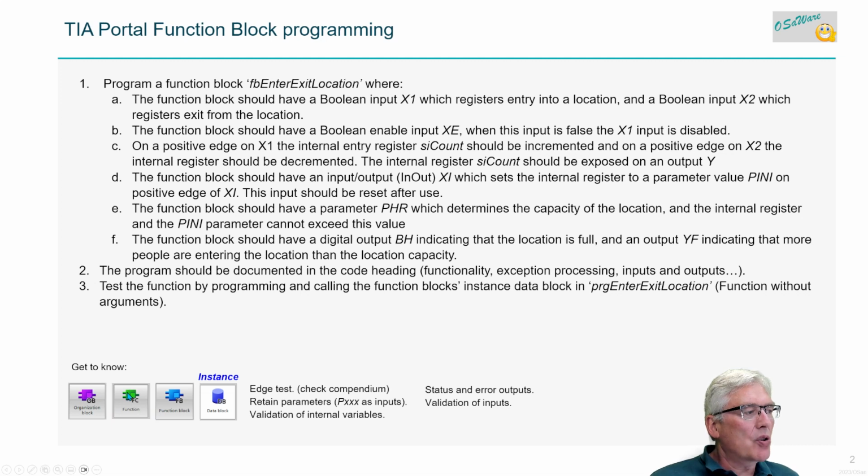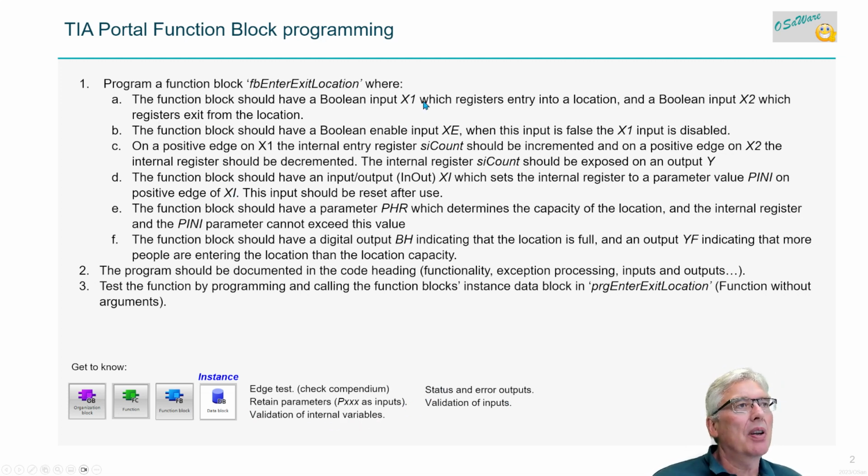We get to know a function block because we're going to call it in a function, but we're not going to use a function as that. An instance data block, organization block, edge testing. You could check the compendium, just search for edge test and see how you do that. Retain parameters: we have some parameters that have to be retained. Validation of internal variables, status and error outputs, and validation of inputs.